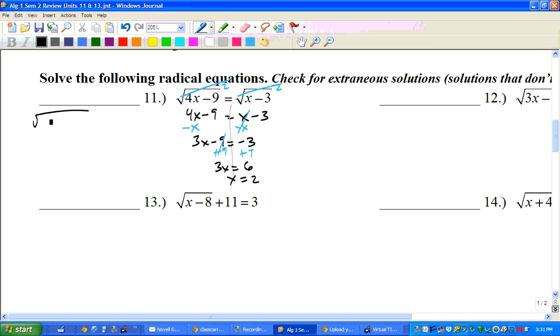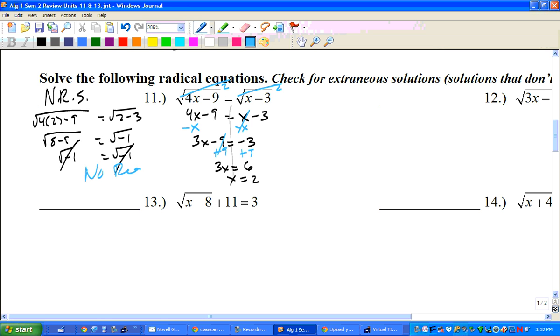Okay? And now we need to check that to see if it works. 4 times 2 is 8. 8 minus 9 is negative 1. 2 minus 3, negative 1. And while both of those work, we can't take a square root of a negative number, so this is an extraneous solution, which means no real solution. Okay?